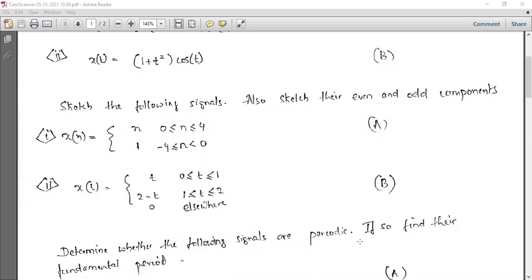What about the second question, by the way? x of n equal to n. Okay. Some questions are sketched and solved. Let's see. Some of them can be solved with the help of equations only. You can see these two questions.